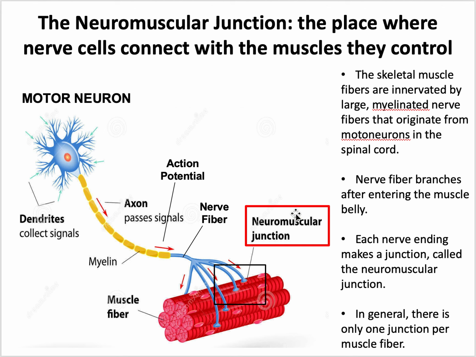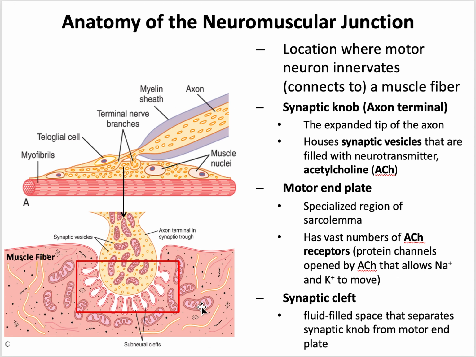And so you can have one axon that can branch, but you'll have only one, in general, one axon terminal innervating a single skeletal muscle fiber. So just another cartoon of the neuromuscular junction.